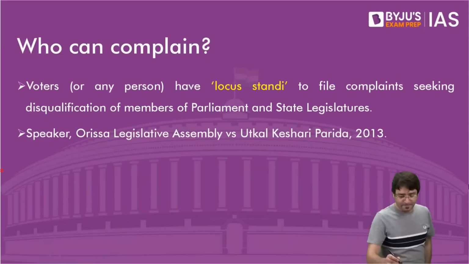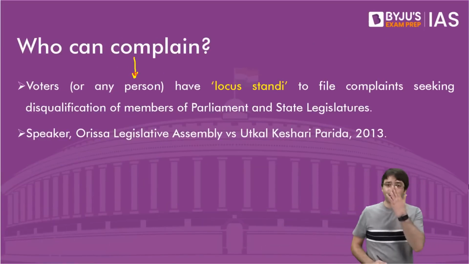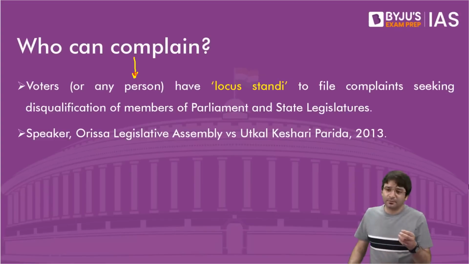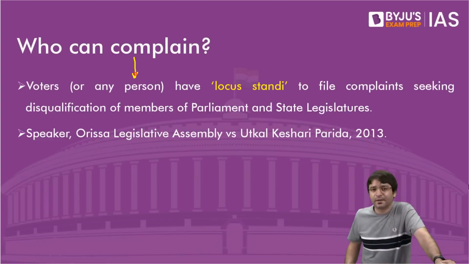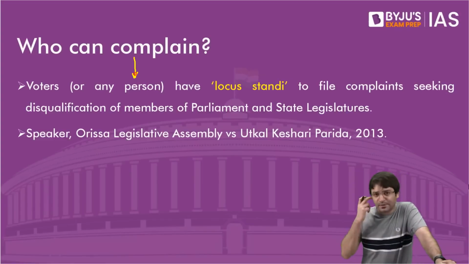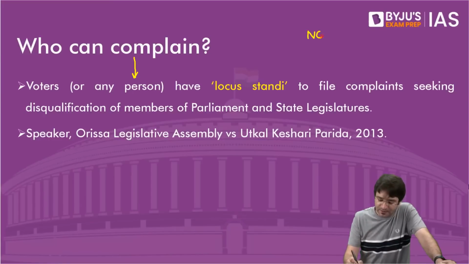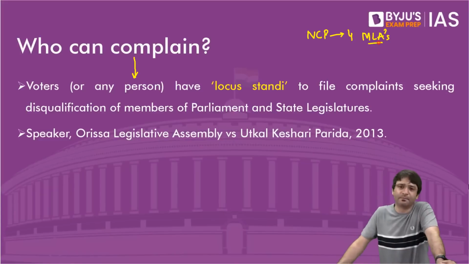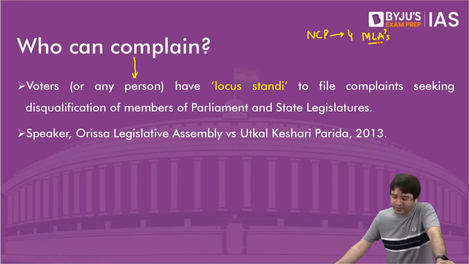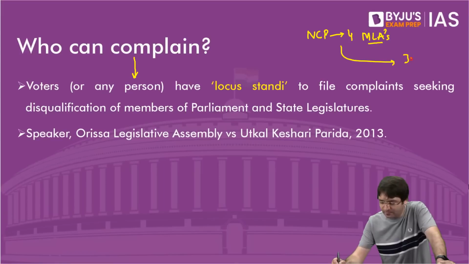Who can complain? In Odisha, elections were held. Biju Janata Dal of Naveen Patnaik won the election. But 4 MLAs belonging to the NCP, the Nationalist Congress Party of Sharad Pawar, also got elected. After their election, these 4 MLAs joined the BJD, Biju Janata Dal.